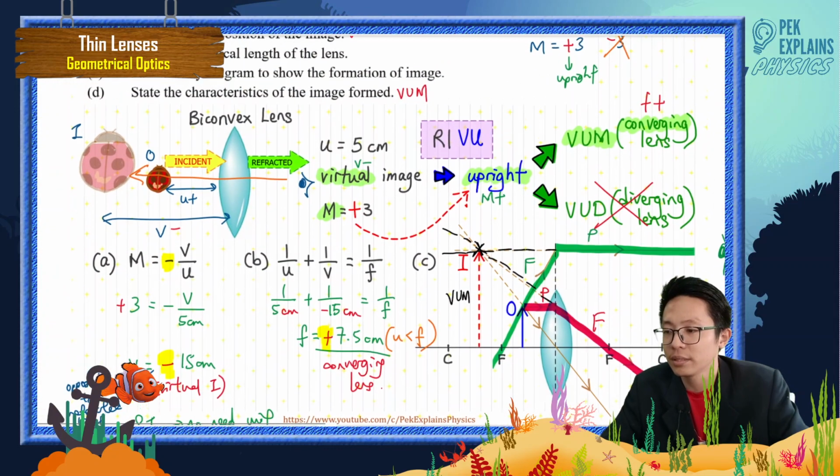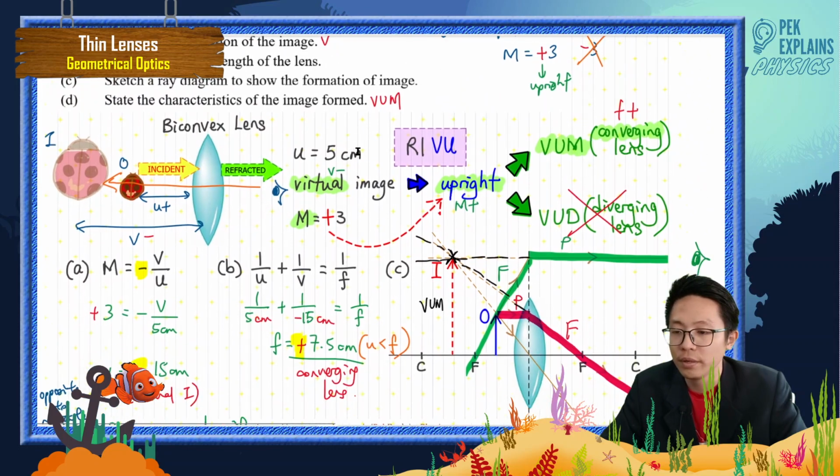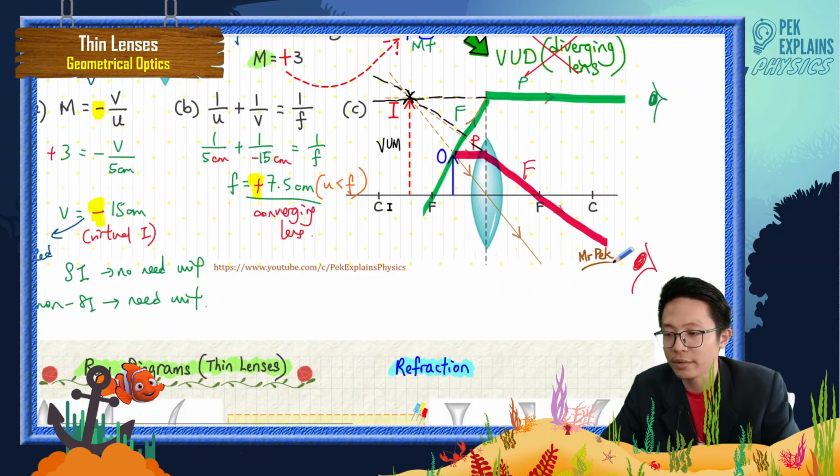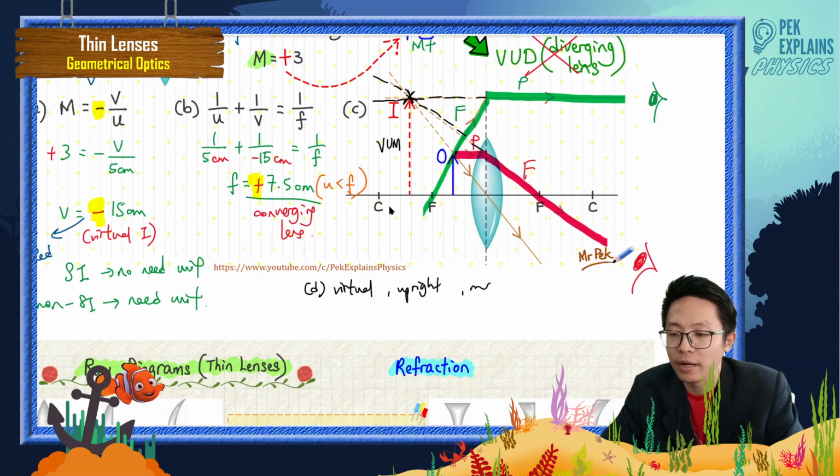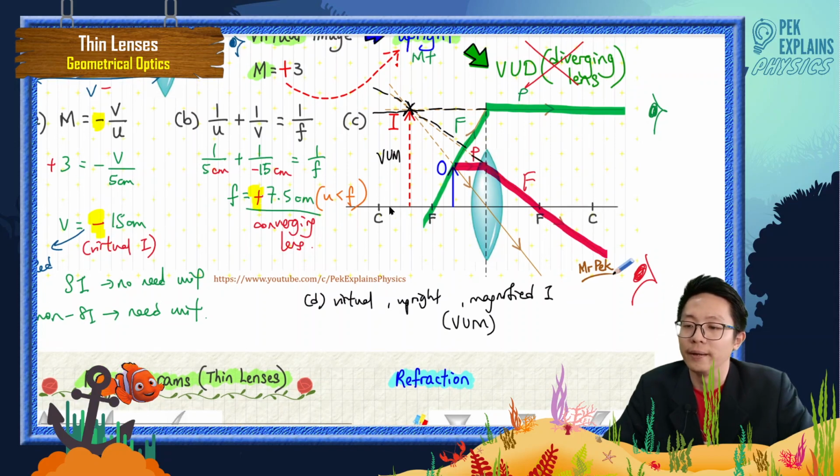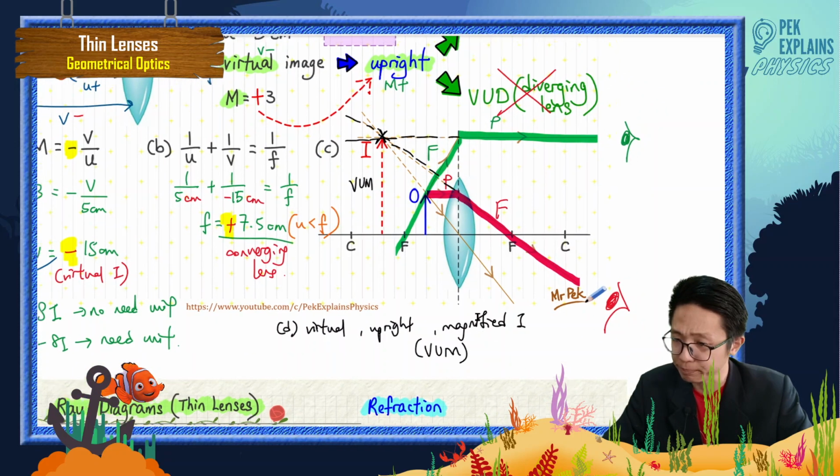So the last question asks: state the characteristic of the image formed. Virtual, upright, magnified. Just write the answer. It is a virtual upright magnified image. Okay, virtual upright magnified.